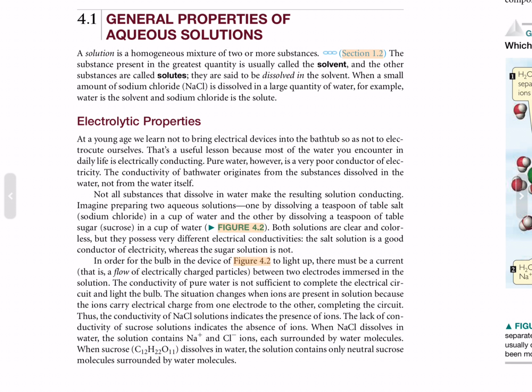When sodium chloride dissolves in water, the solution contains sodium ions and chloride ions, each surrounded by water molecules. When sucrose dissolves in water, the solution contains only neutral sucrose molecules surrounded by water molecules.